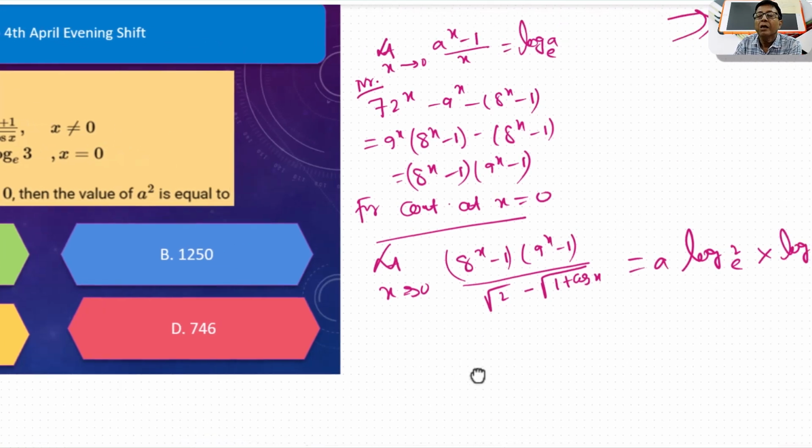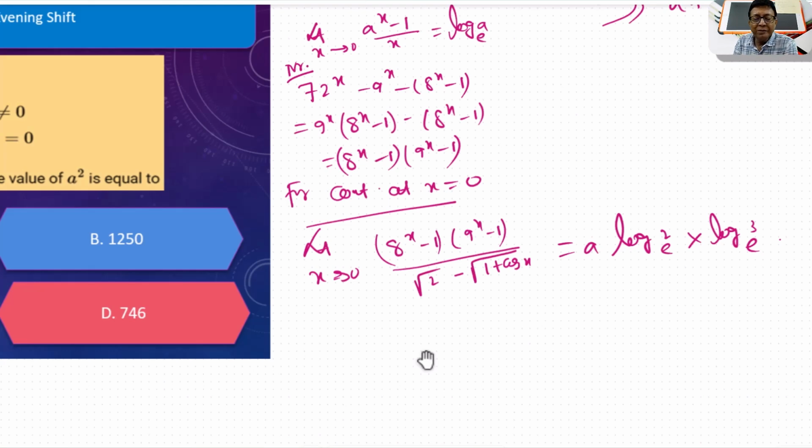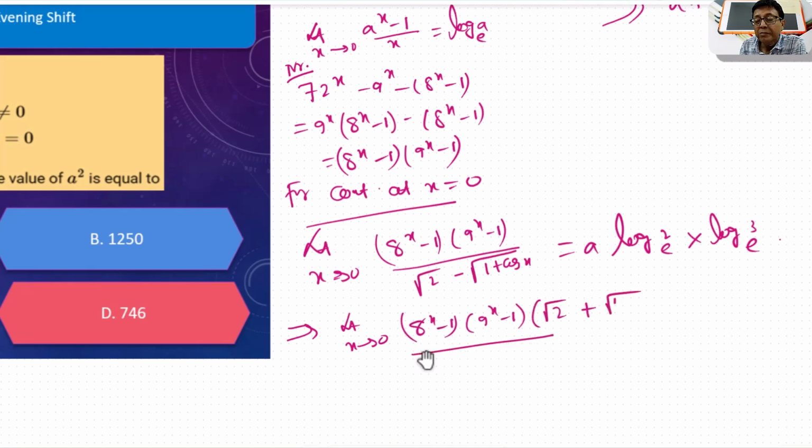Now, will we start solving by L'Hopital rule? No. That's why I told you in the beginning, the concept of limit is very important. This kind of limit, the denominator term, you have solved earlier. So I rationalize the root. That helps a lot always. If you multiply by this, it will be changed to 2 minus 1 plus cos x. Root a minus root b times root a plus root b, that is a minus b only.